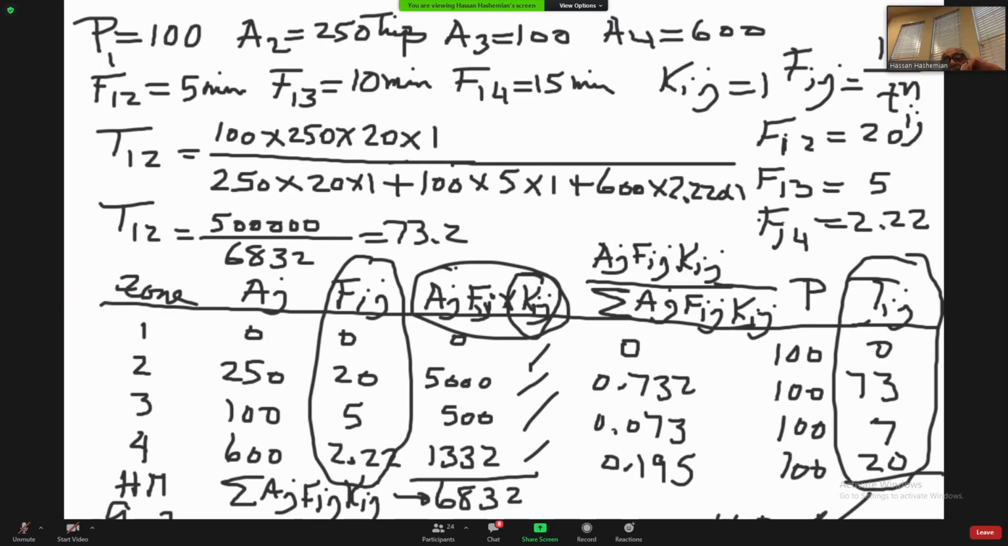So your homework problem is pretty easy. All you do is that in this, instead of using Kij equal to 1, you just use what they gave you in the problem. And the same thing here, and the same thing here. That's the only difference.